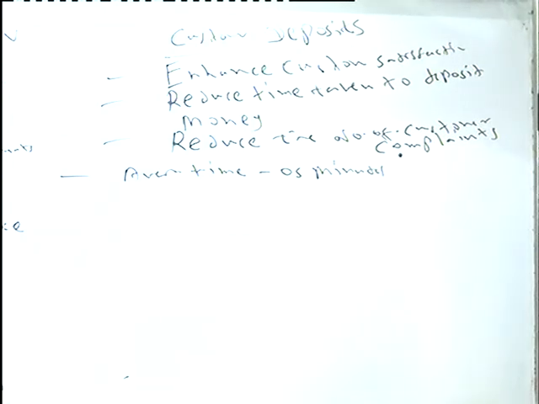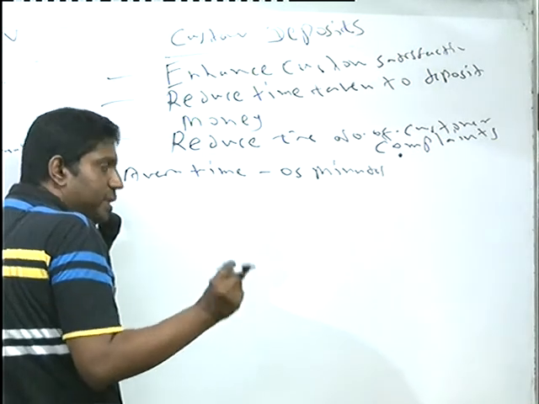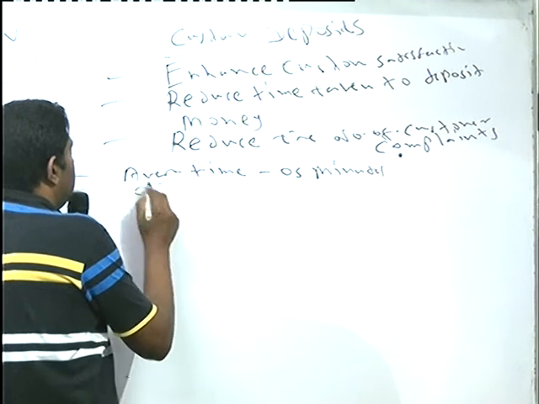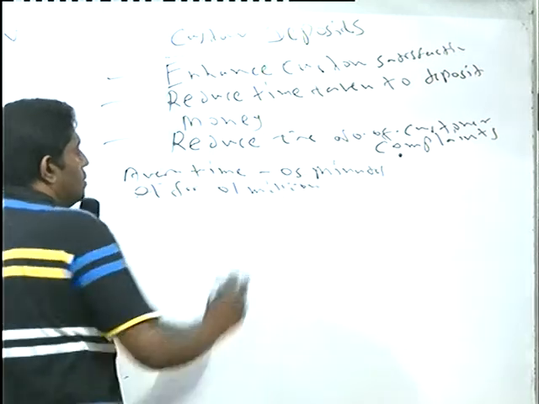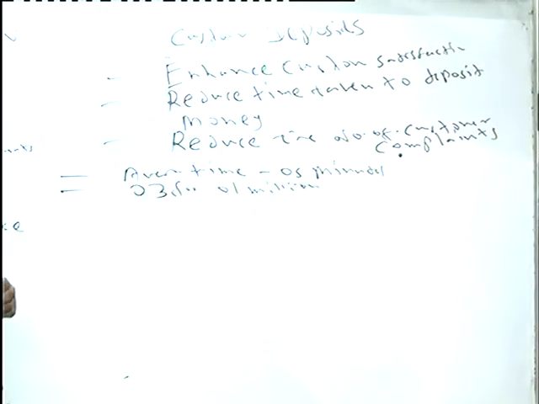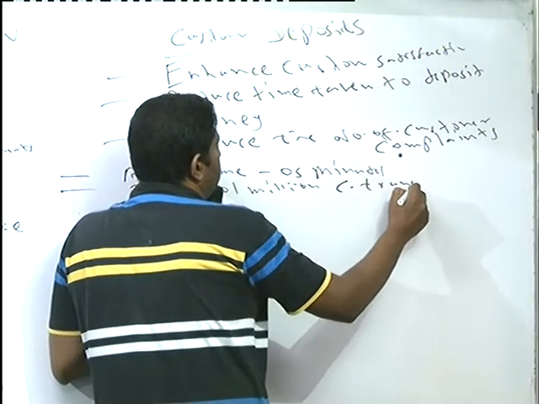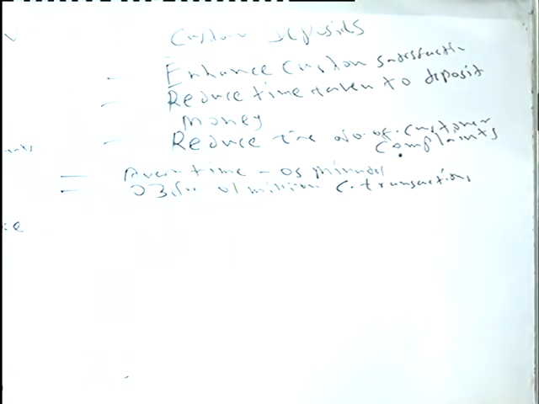Then reduce the number of customer complaints. I want to make sure the number of customer complaints will be less than 1 for 1 million customer transactions. We'll say 3. I don't have an issue. I can say 3 for 1 million customer transactions, number of customer complaints.